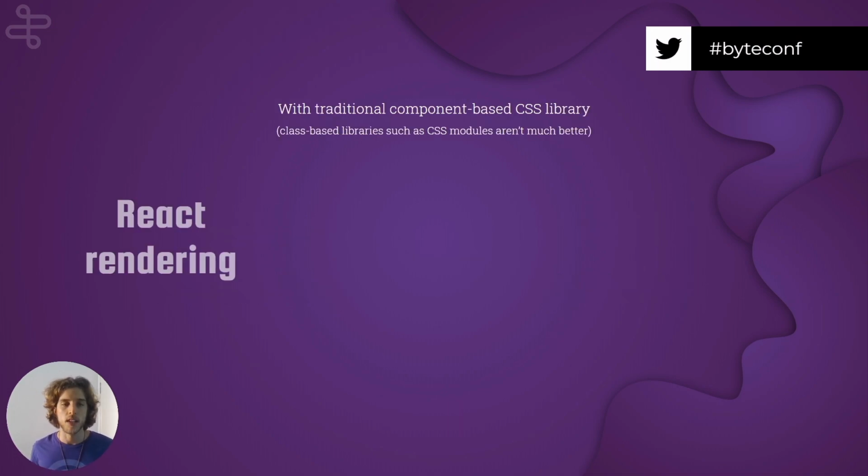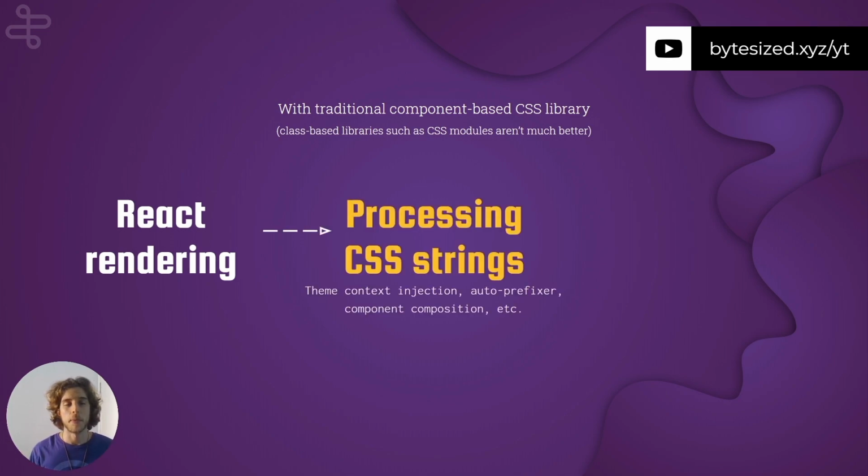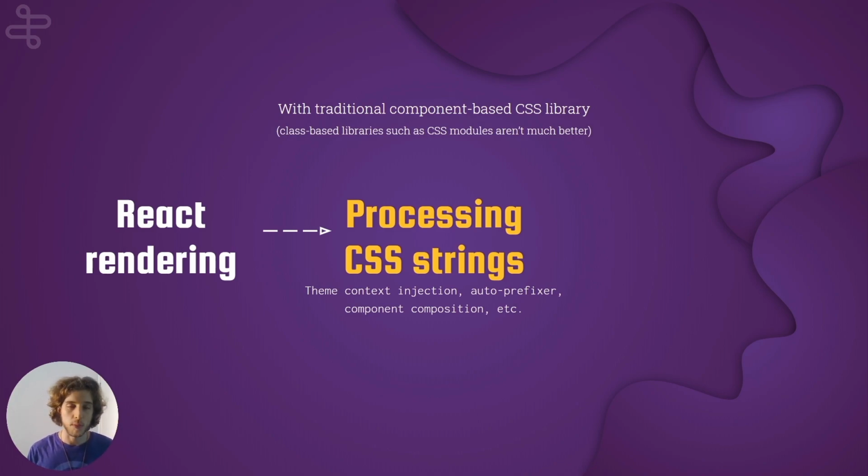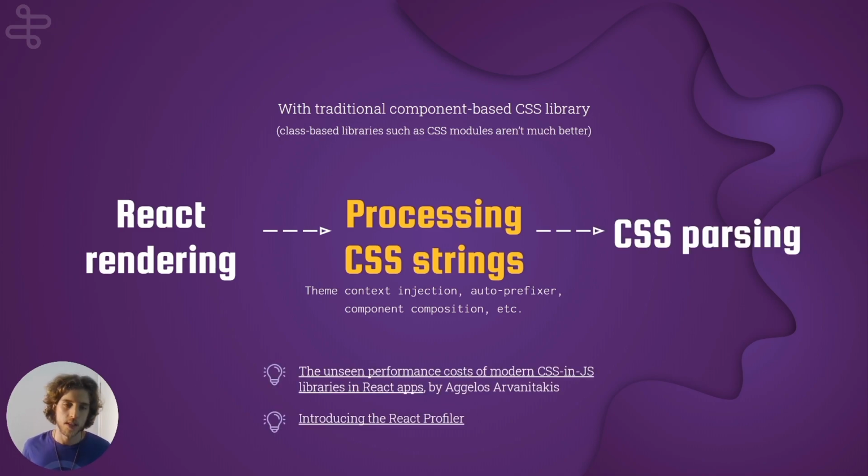But when you add the extra component-based CSS library, we have an extra step where we have to process the CSS strings, inject some theme context, auto prefix, do some component composition, and that takes a while. Again, in modern machines, in desktops, for most use cases, this is not going to be a problem, but still, it's adding some work for the browser. You should probably look into the React profiler to see what the actual impact of that is, and maybe read through this post by Agelos, okay?